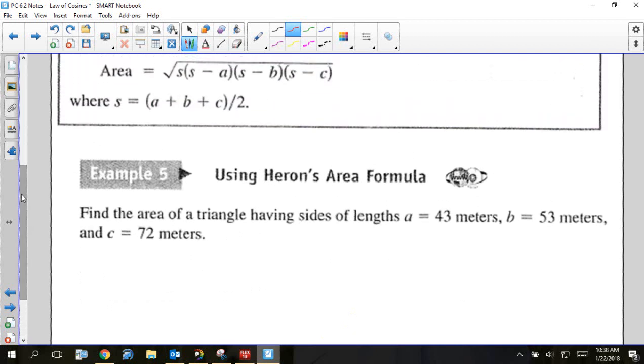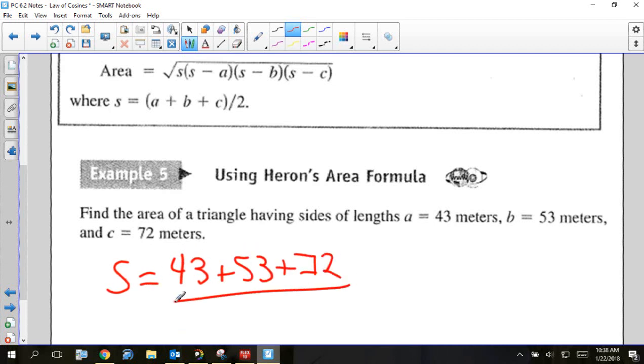Okay, so here's the formula for area. It's right up here, but you'll see they have these S's. Keep in mind, S first. S is just all 3 side lengths, add them up, divide by 2, you get the S value. So we'll start with S equals, for this one, 43 plus 53 plus 72 divided by 2, and you get the S number.